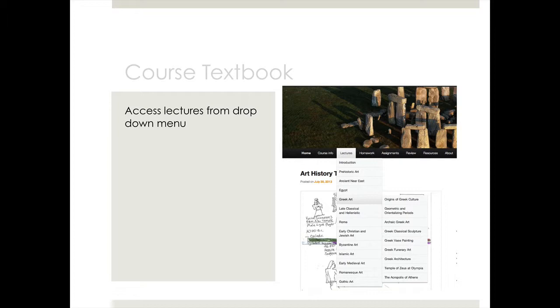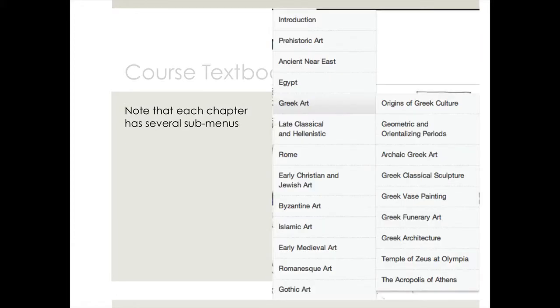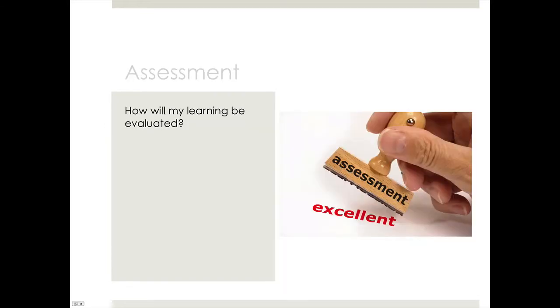You can access lectures from the drop-down menu titled Lectures, and I want you to note that each of these chapter titles, many of them opens up a submenu. So the Greek art, for example, has something like 7 or 8 chapters under that menu heading.